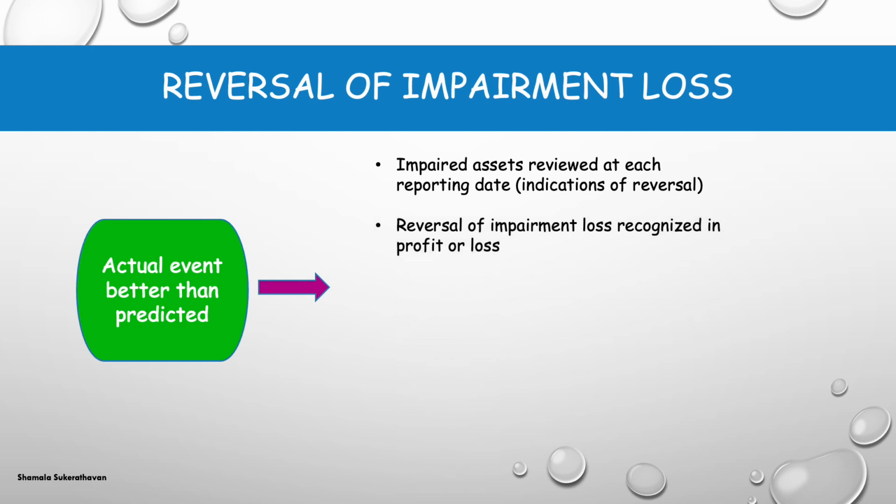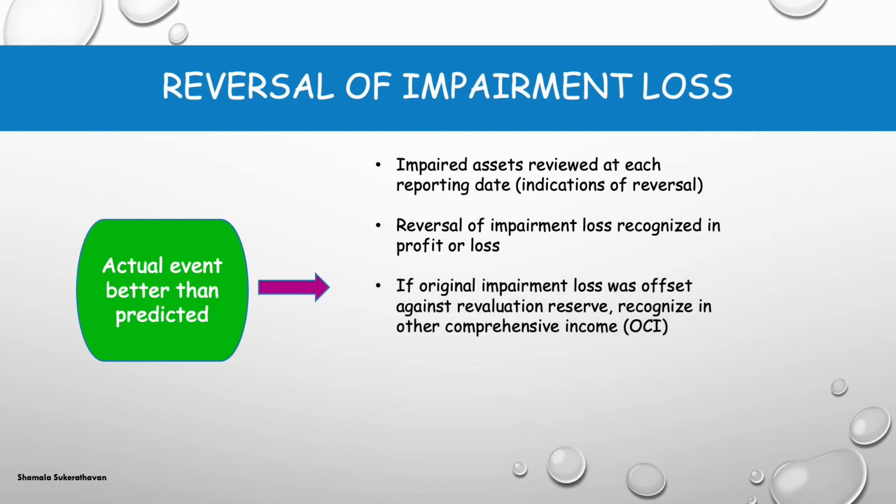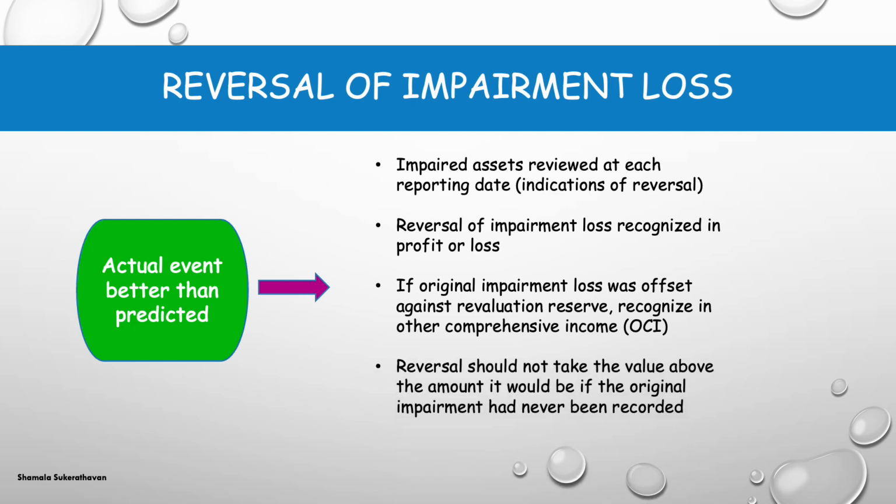However, if the original impairment was charged against the revaluation surplus, the impairment reversal is recognized in other comprehensive income and credited to the revaluation reserve. Note: the reversal should not take the value of the asset above the amount it would be if the original impairment had not been recorded. This would mean the depreciation that would have been charged if the impairment had not been recorded must be taken into account.